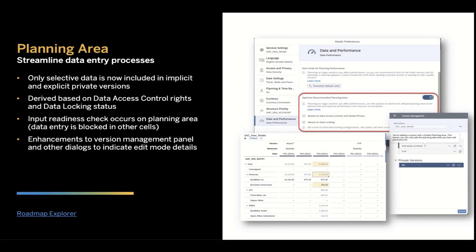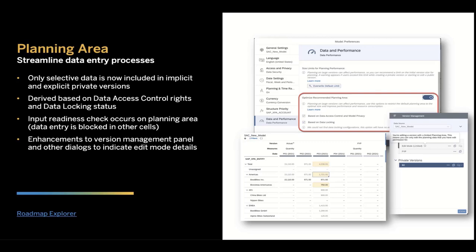As part of this release, we've introduced the concept of the planning area. Now, the planning area helps to better define the scope of data that should be included in a private version, be that an explicit private version or an implicit private version created during edit of a public version. Historically, when a user created a private version, either implicitly or explicitly, then all data would be included in that private version. But with the planning area, we have the ability to minimize the amount of data included in the private version.